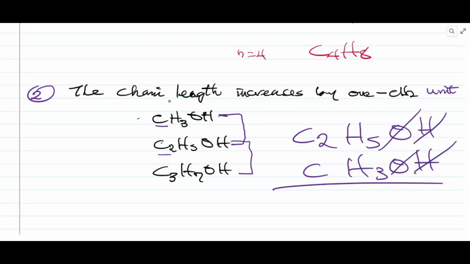HO, we cancel O. When we take away H3 from H5, we have H2. We take away C from C2, we have CH2. So the difference between the first member and the next member is this CH2 unit.